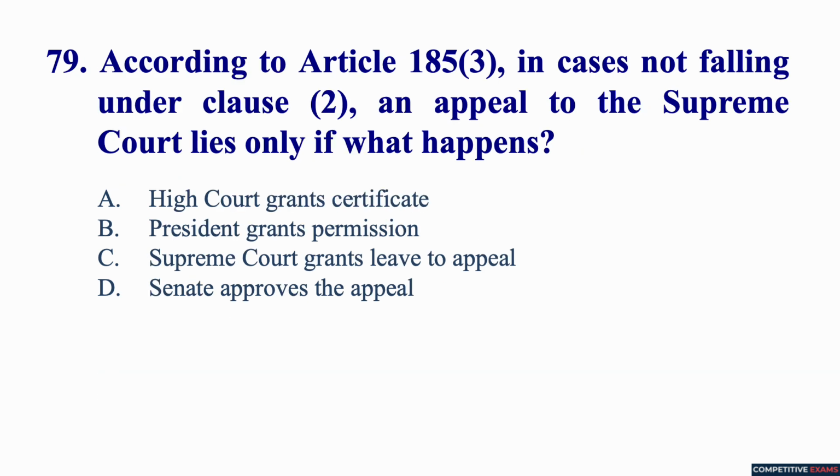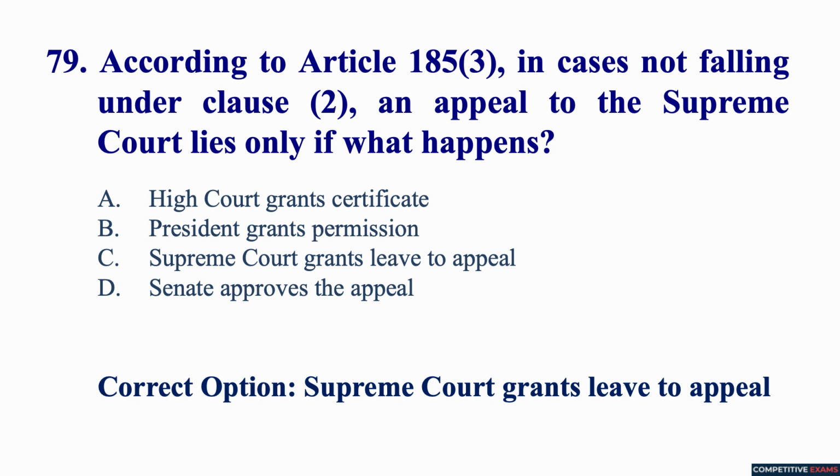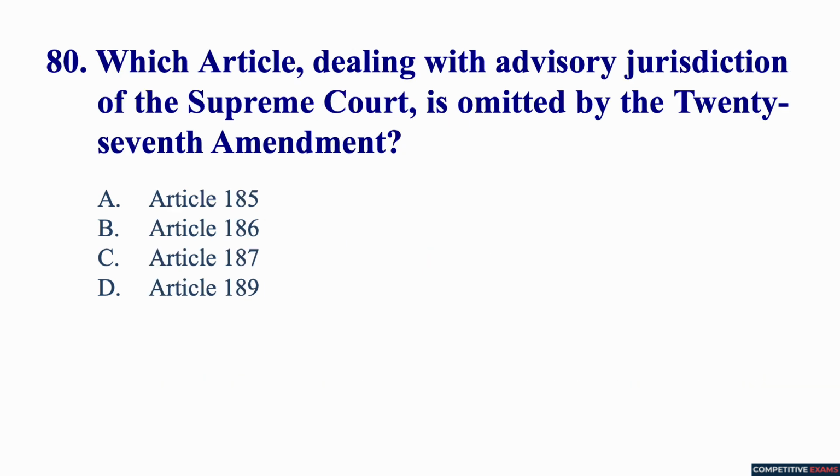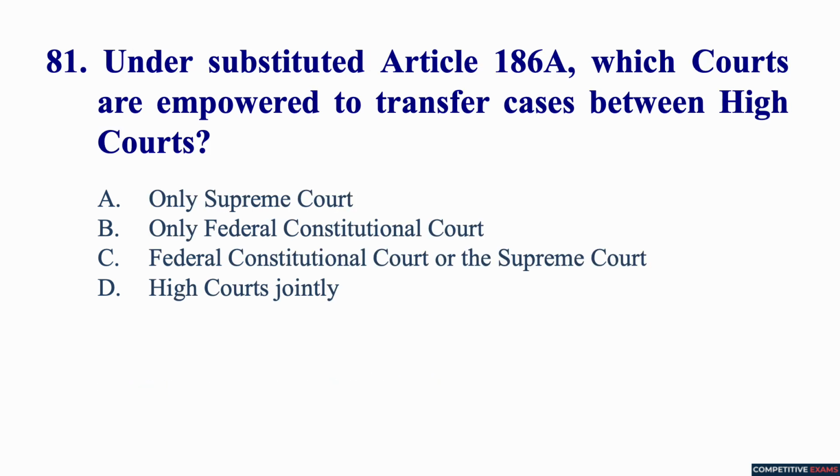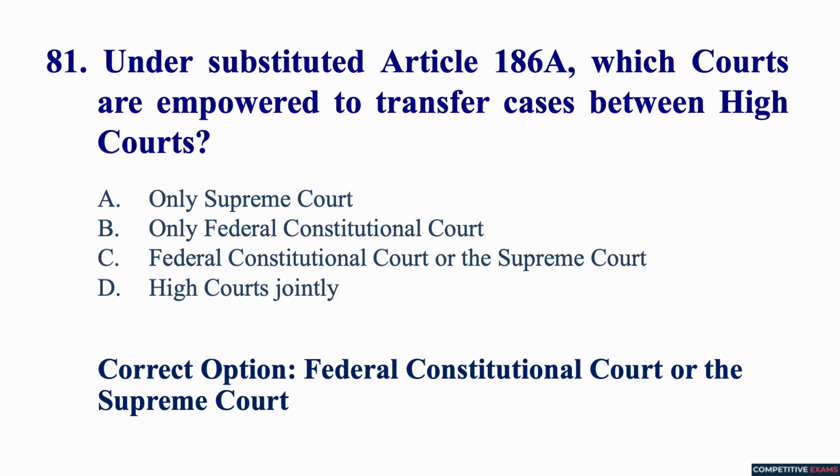According to Article 185(3), in cases not falling under Class 2, an appeal to the Supreme Court lies only if what happens? Supreme Court grants leave to appeal. Which article dealing with advisory jurisdiction of the Supreme Court is omitted by the 27th Amendment? Article 186. Under substituted Article 186(a), which courts are empowered to transfer cases between high courts? Federal Constitutional Court or the Supreme Court?